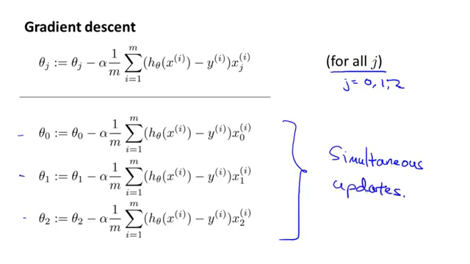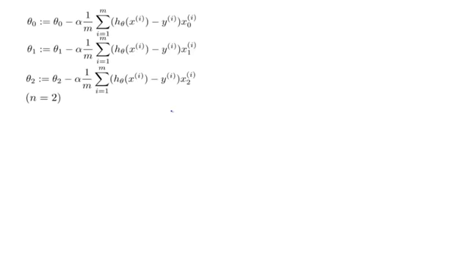So let's see if we can come up with a vectorized implementation of this. Here are my same three equations written in a slightly smaller font, and you can imagine that one way to implement these three lines of code is to have a for loop that says, for j equals 0, 1 through 2, update theta j or something like that. But instead, let's come up with a vectorized implementation and see if we can have a simpler way to compress these three lines of code, or a for loop that effectively does these three steps one step at a time, into one line of vectorized code.